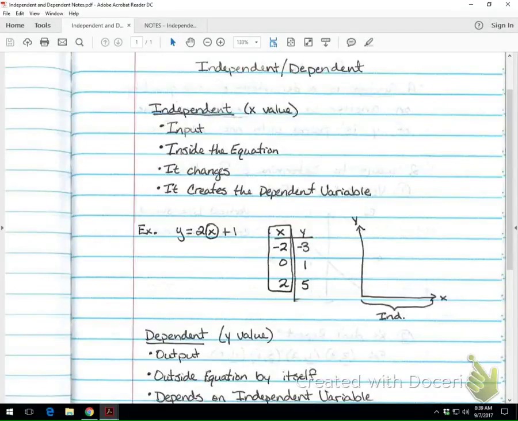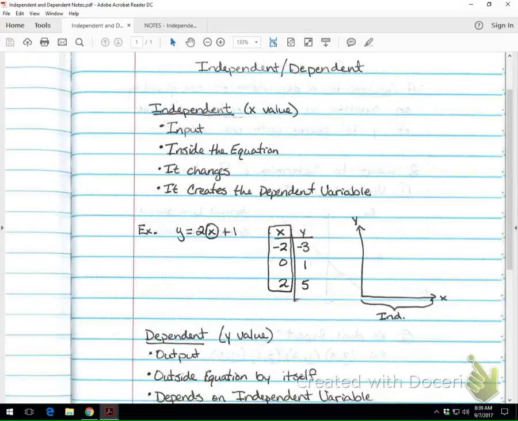Alright, so independent and dependent, okay? You learned a little bit about variables last year. What is a variable? An unknown number or a letter or things like that. Variables like X, Y, Z, M, B, all that stuff. Well, independent and dependent are just independent and dependent variables. They mean certain things, and they're really, really easy, or they should be easy.